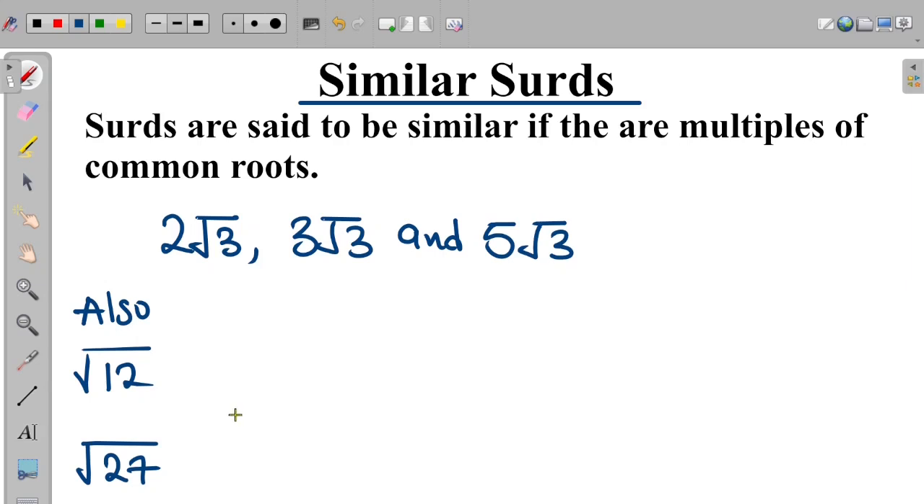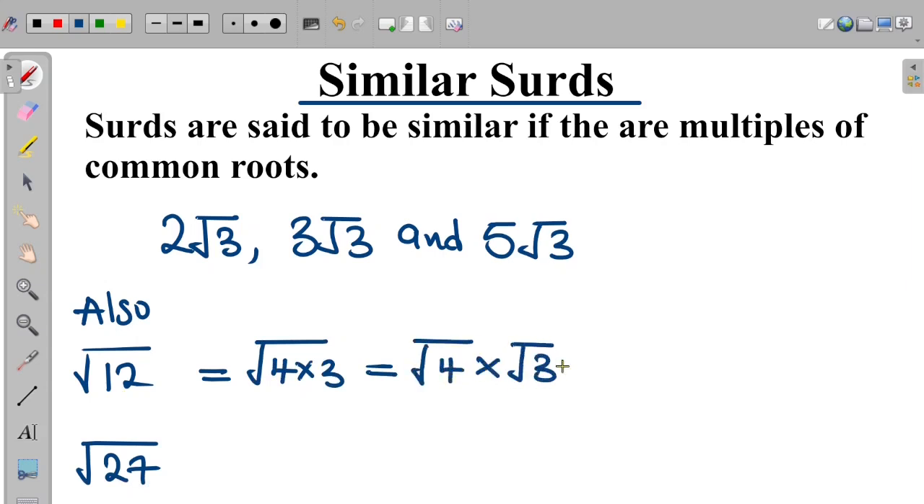Now, for example, at this point, we can express 12 as a product of its factors. So we can have root 4 times 3, which becomes root 4 times root 3. Now, we know that 4 is a perfect square, so root 4 is equal to 2. So therefore, this becomes 2 root 3.